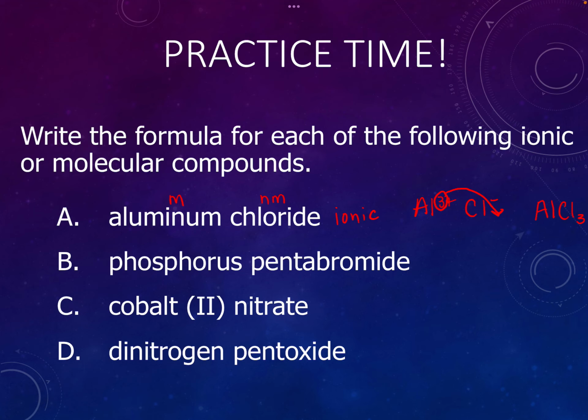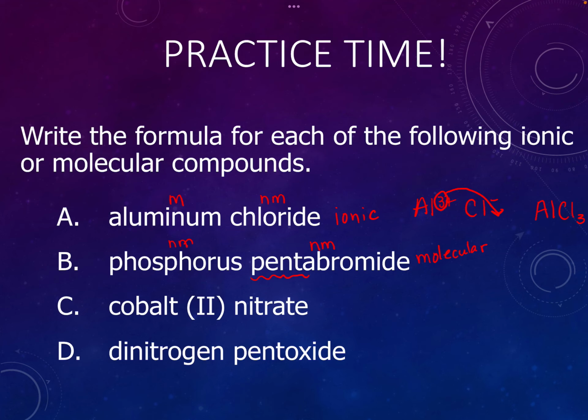Phosphorus pentabromide. So phosphorus is a nonmetal, and bromine is a nonmetal as well. So this is going to be molecular. Okay, also, do you see that there's a prefix here? Right, anytime you see prefixes, that's going to indicate that's also a molecular compound because we only use prefixes with molecular compounds. Okay, but the fact that this is 2 nonmetals also tells us it's molecular.